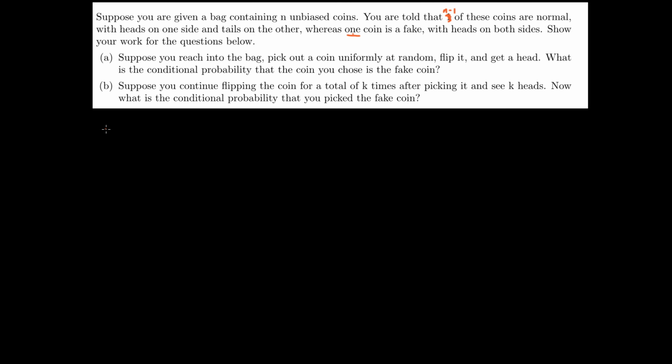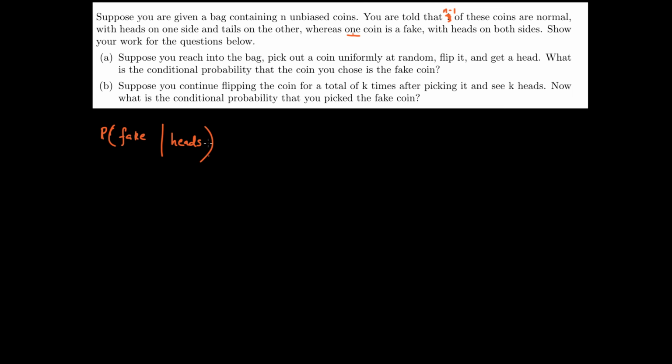Okay, so you need to find some kind of a probability. But what you have observed here is that you have got a heads. This is something that has been observed. Now, because you get a heads, what is the conditional probability that the coin that you happen to choose from the bag is a fake coin? What is the probability of you having a fake coin, given that you have observed a heads?